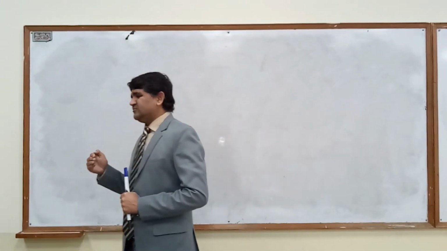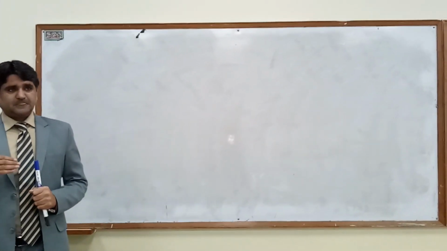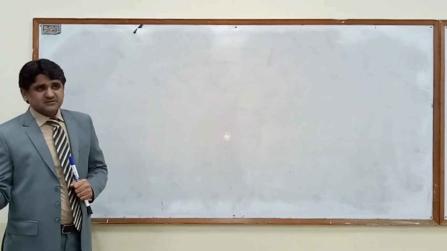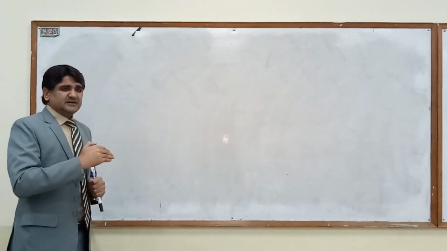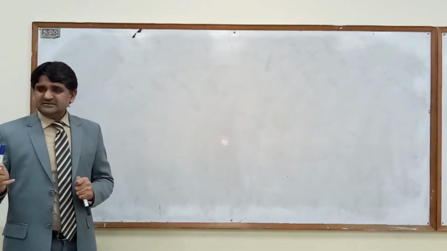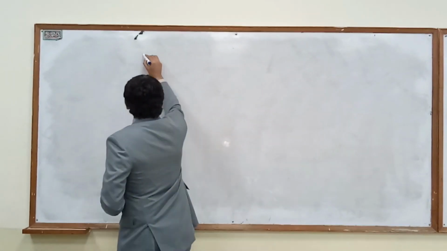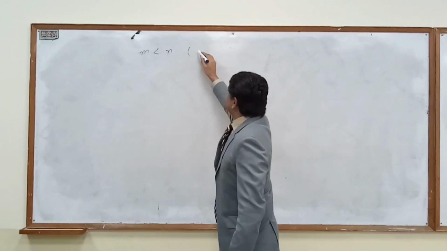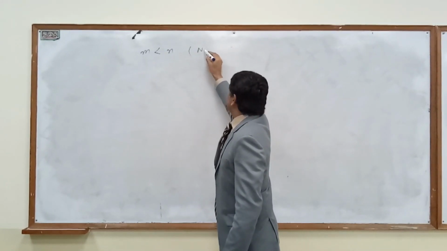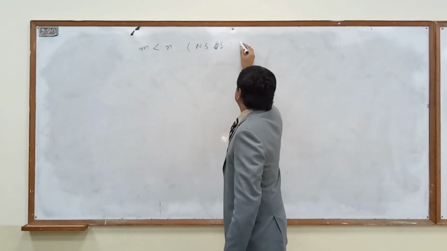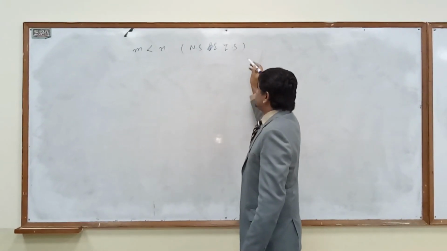This property holds if we have more columns and fewer rows. The number of rows is less than the number of columns, m is less than n. Then the possible solution set can be no solution or infinite solution.